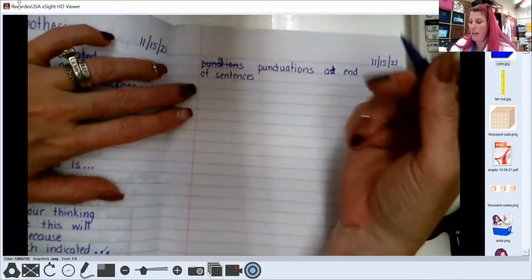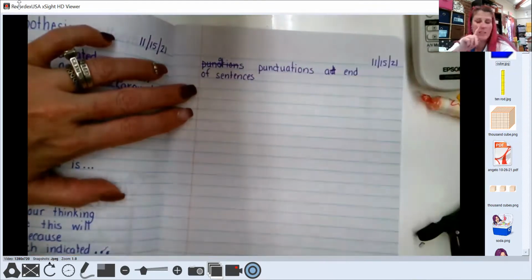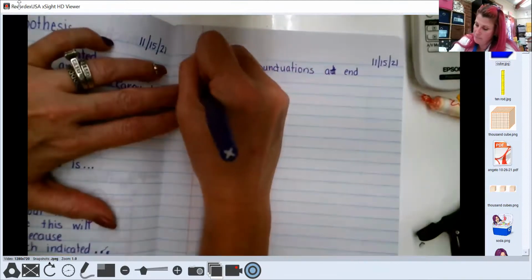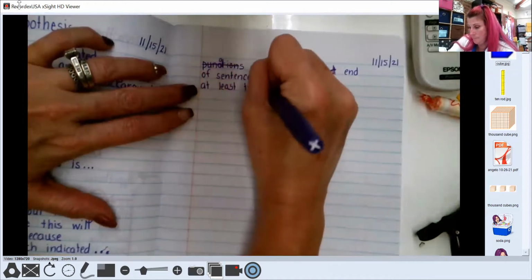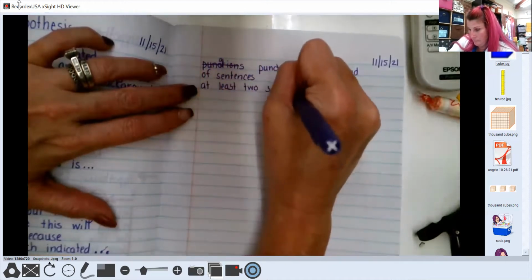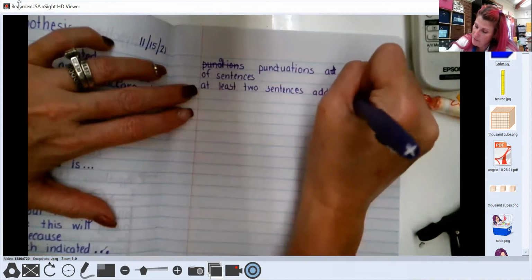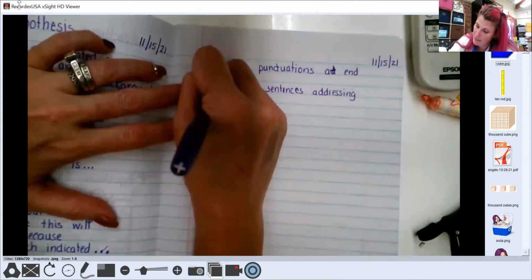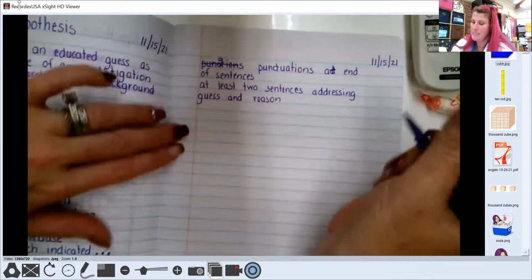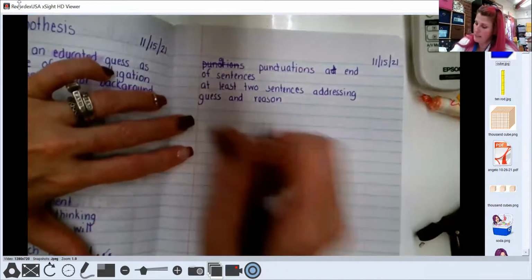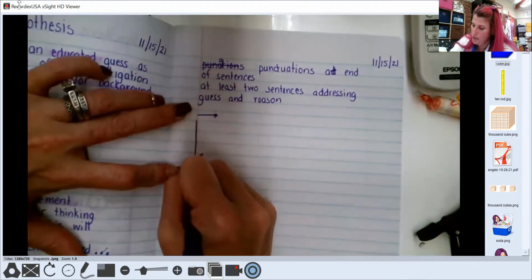And of course, you must have at least two sentences, one answering what is your guess and the other answering what is your justification. Two sentences addressing the guess and reason. The last requirement of this is that other than your first line, so other than the indented line, all other writing should be up to the red line.